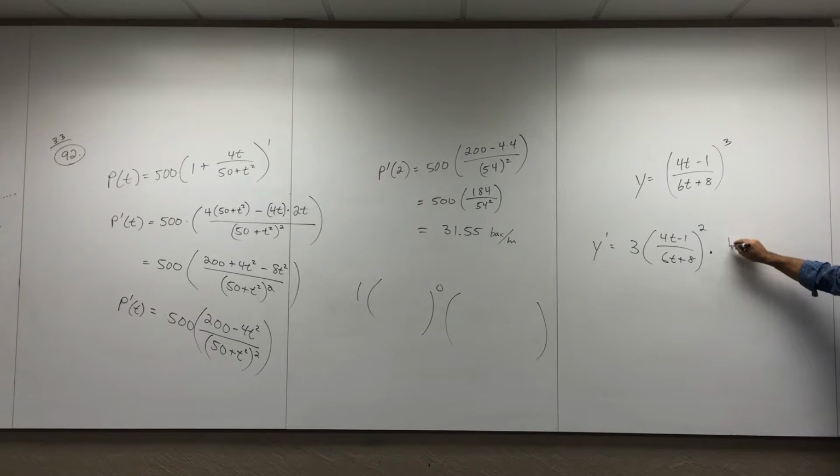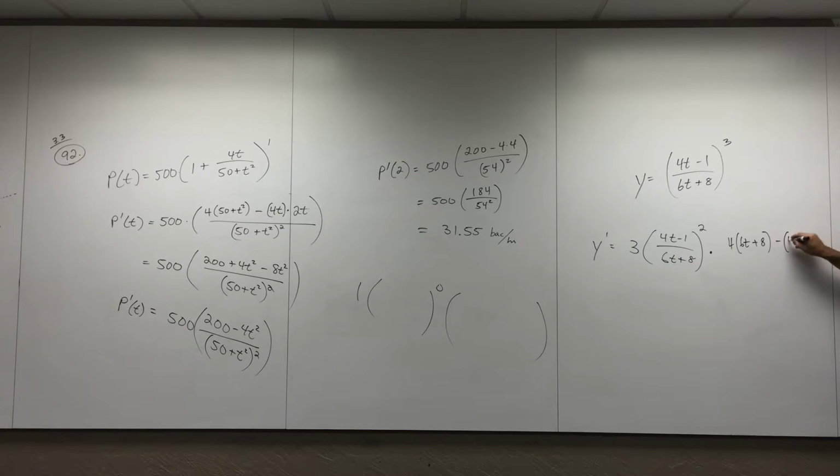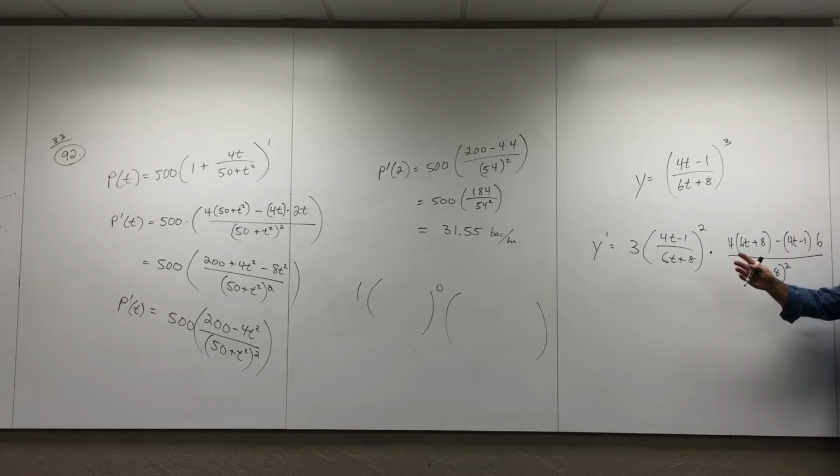So here we go. Derivative of the top, 4, times the bottom, minus the top, times the derivative of the bottom, all over the bottom squared. You guys cool? I mean, in a way, boom, I'm done with the derivative. I am done with the derivative. There's a hell of a bunch of cleaning up to do. That's algebra. But I did what I was supposed to do derivative-wise.